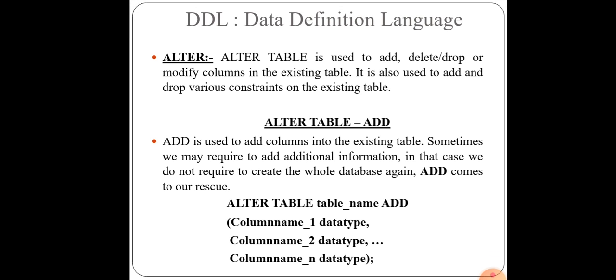Next DDL command is the alter command. Basically this command is used to add, delete, drop or modify the columns in an existing table. It is also used to add or drop various constraints in the table. So the alter command is used whenever you want to make changes in the structure of the table and not the records of the table.